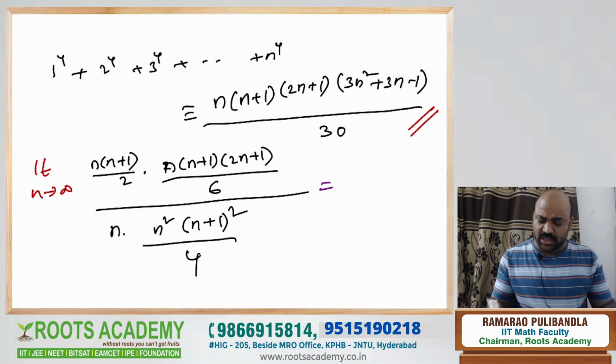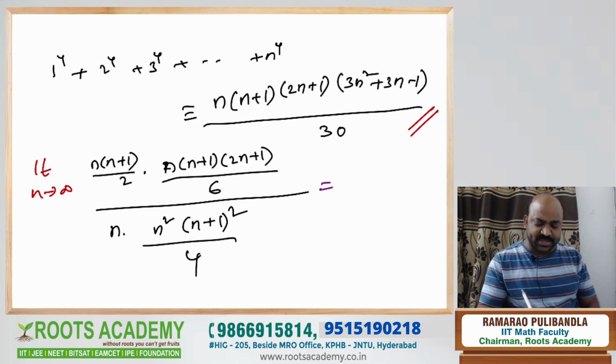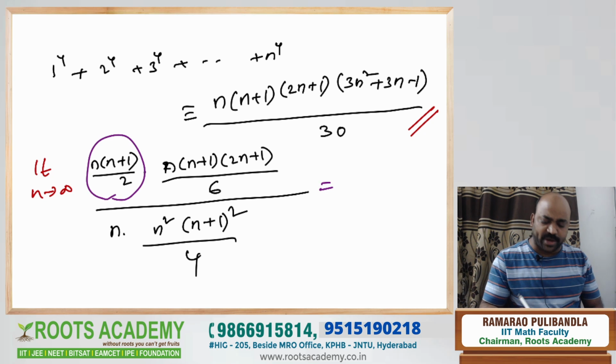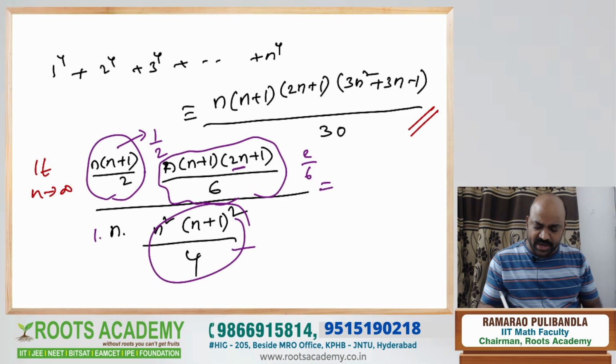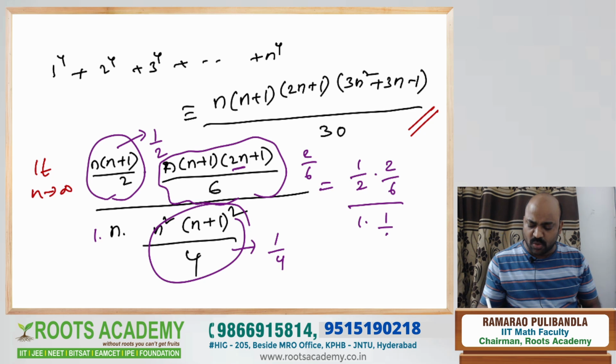Can you write all the coefficients of the highest power? Here the highest power is n square and its coefficient is 1 by 2. Here the highest power is n cube and 2 by 6 is the coefficient. And here the coefficient of n is 1, and here it is 1 by 4. So the answer is 1 by 2 into 2 by 6 by 1 into 1 by 4.